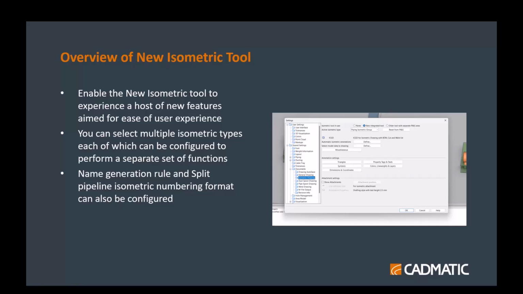You can select multiple isometric types, each of which can be configured individually to perform a separate, independent set of functions. You can configure the name generation rule, and you can configure the split pipeline isometric numbering format. So let us go to the PM area, let us see how you can enable the new isometric tool, and let us see how you can configure certain things.